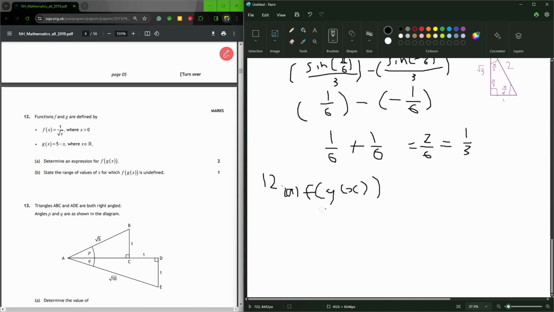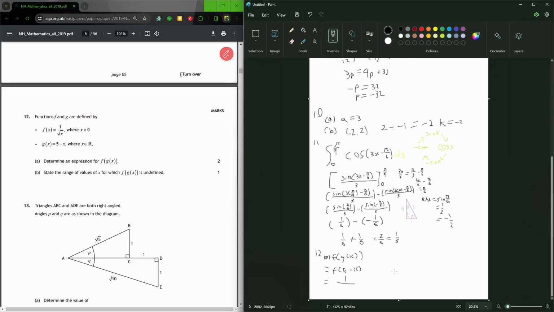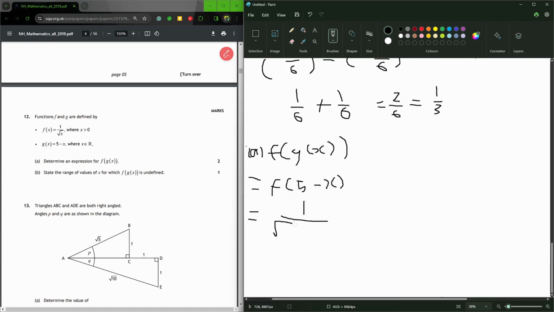I'm going to write this, so this is what we're doing. And then we're going to slot in g of x in there. So it'll be f of 5 minus x. With me so far? Okay, and then we're going to slot it into f of x. So this means that, I'll put some equal signs, it's 1 over root 5 minus x.